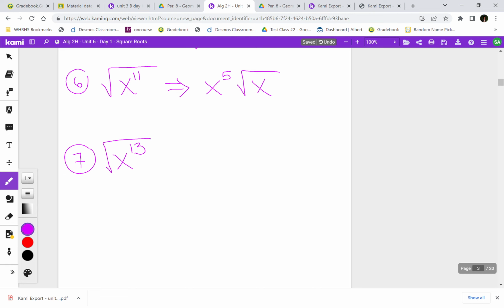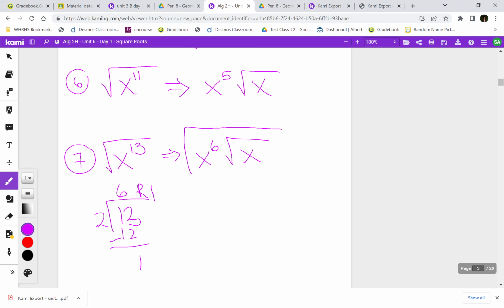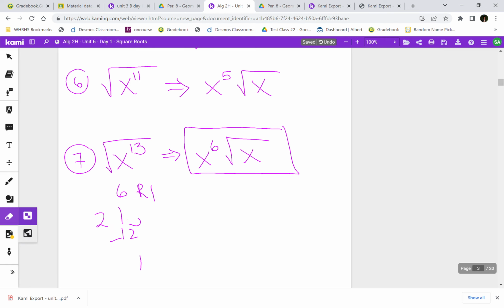So we're going to take 13 divided by 2. 2 goes into 13 how many times? 6. So we have x to the 6 on the outside. How many x's left over? 1, right? 13 divided by 2 is 6, remainder 1. So it's x to the 6 on the outside and 1x on the inside. Does everybody see the shortcut? Great. All right, now let's add numbers and variables together.